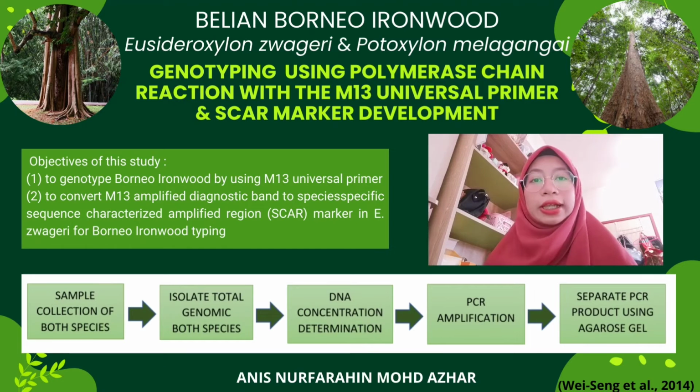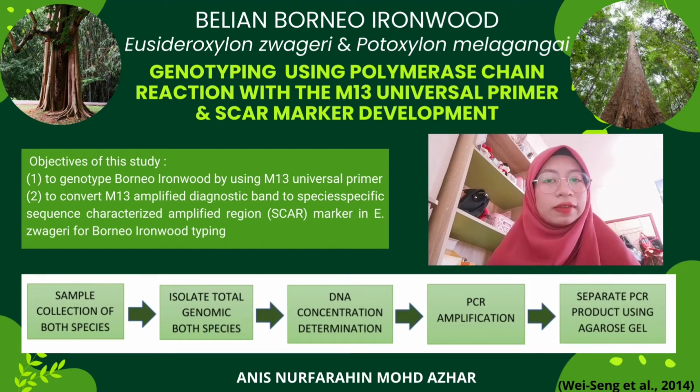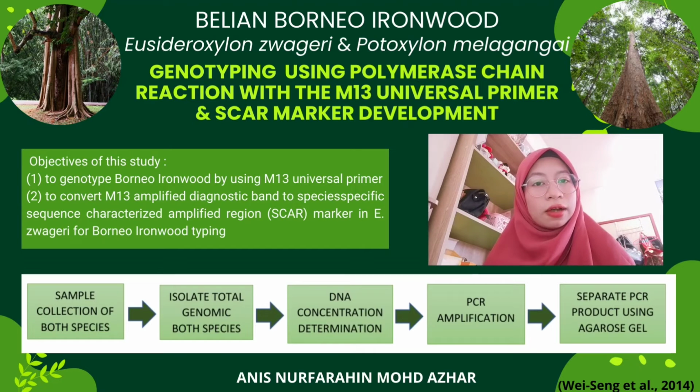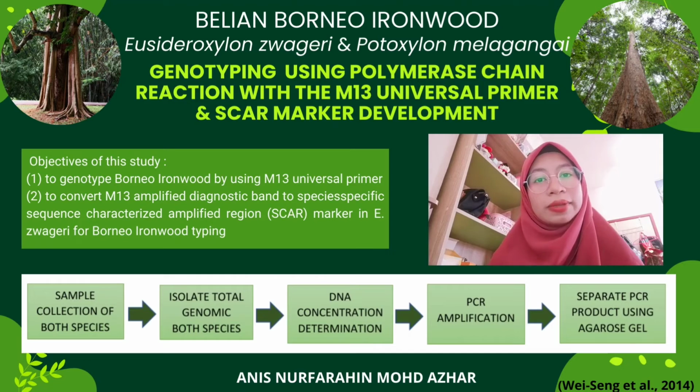First, the samples were collected from Lundu and Sarawak. Second step is that total genomic DNA of both species is isolated with the CTAB method. The third step is that the DNA concentration is determined using agarose gel electrophoresis. The fourth step is the DNA amplification, which is the most important part. And last but not least, the PCR products are separated on agarose gel electrophoresis before the bands are observed.